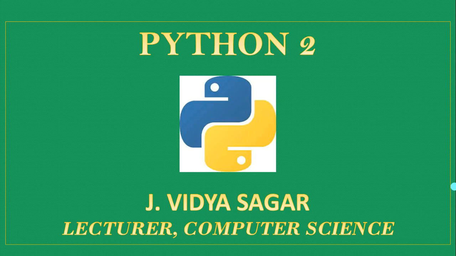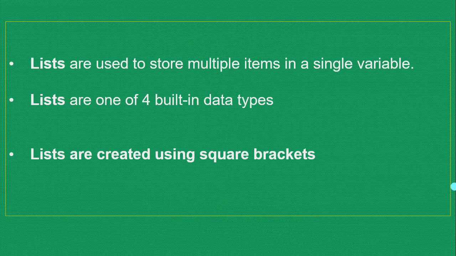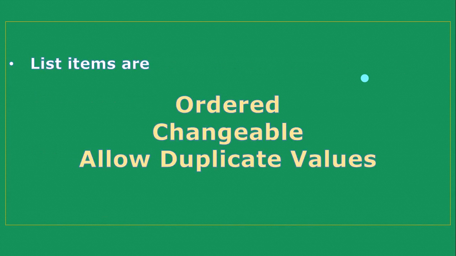Hello everyone. In this video, I'm going to explain the list concept. What are lists? Lists are one of the important built-in data types, which is useful to store multiple items in a single variable. Okay. So lists are created by using the square brackets. I'll be showing you this practically. This is just for the theory purpose.